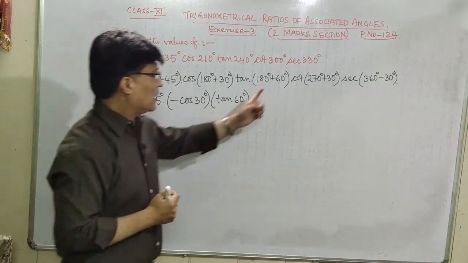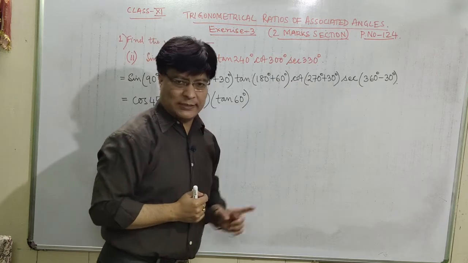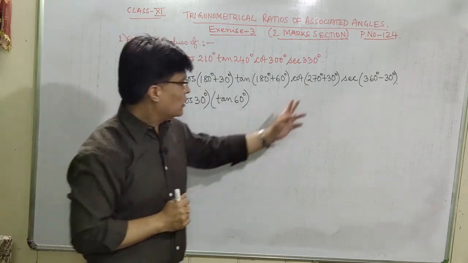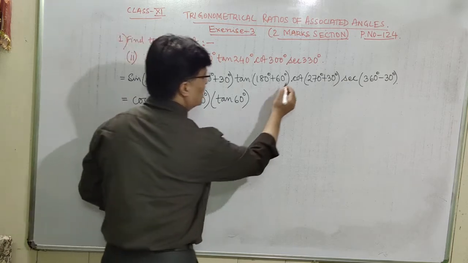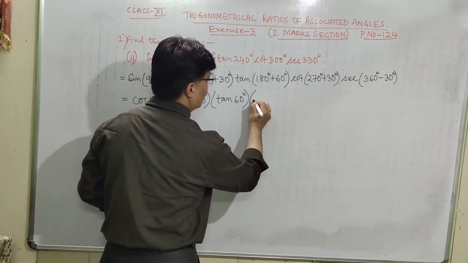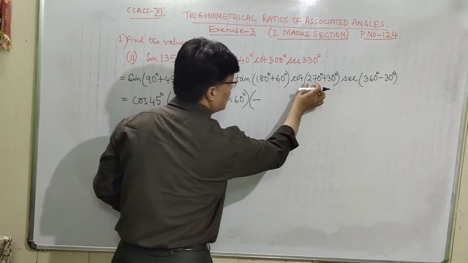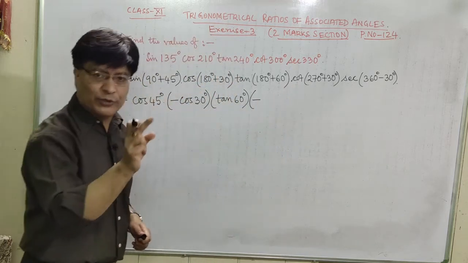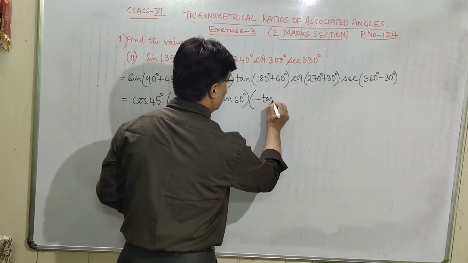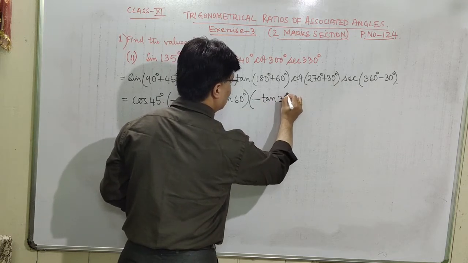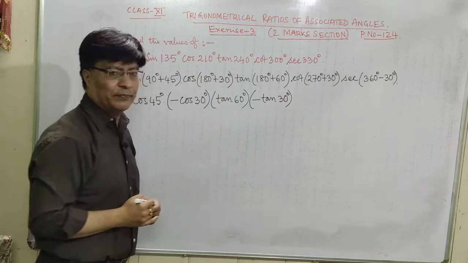Okay. Now what is cot 270 plus 30? Let us check the sign first. 270 plus 30 lies in the fourth quadrant. In the fourth quadrant, cot is always negative, minus. And since 270 is 90 into 3, that is an odd multiple, so cot changes to tan. That is your tan 30 degree.